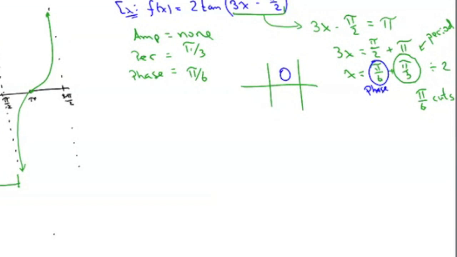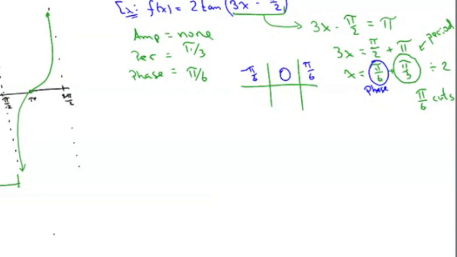So, 0 in the middle. Tangent is the only one that starts with 0 in the middle. Everybody else starts with 0 on the left, and I mean everybody else. So tangent is a little unique. The left is going to go left pi over 6, so this will be negative pi over 6. On the right, it goes over another pi over 6.